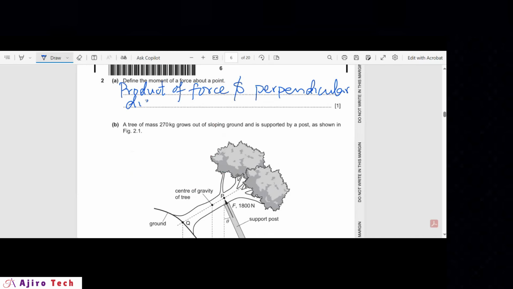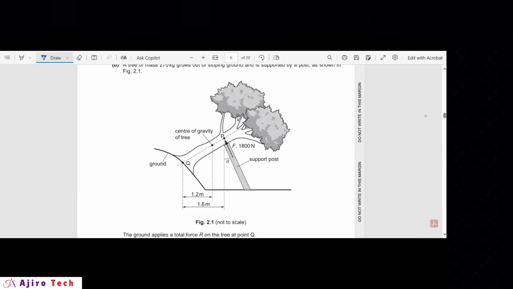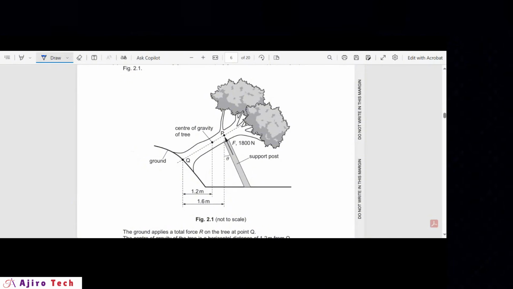Perpendicular distance from the pivot. So from the pivot. Now we have this one. It looks like an inclined plane.